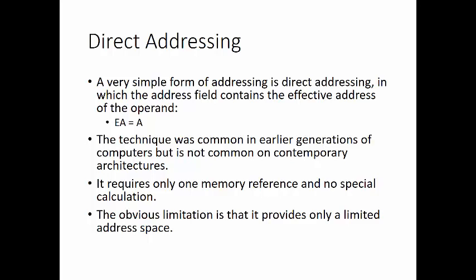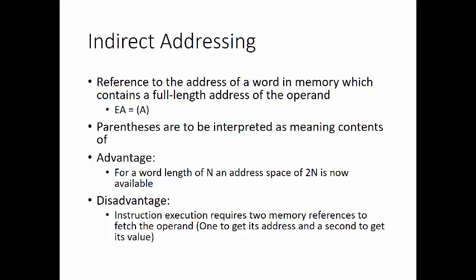So let's talk about a more complicated one in the form of indirect addressing. With direct addressing, the length of the address field is usually less than the word length, thus limiting the address range. So one solution is to have the address field refer to the address of a word in memory, which in turn contains the full-length address of the operand. That's known as indirect addressing. So here the effective address is an address that has the word in memory, which contains the full-length address of the operand. The parentheses are to be interpreted as meaning the contents of the address here.